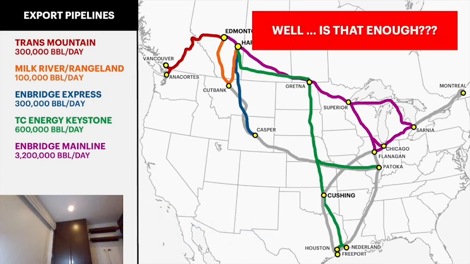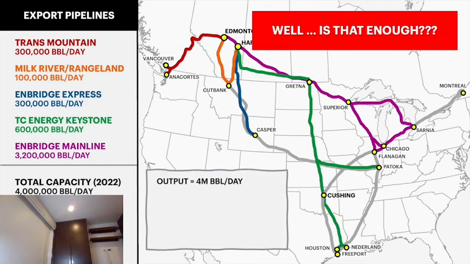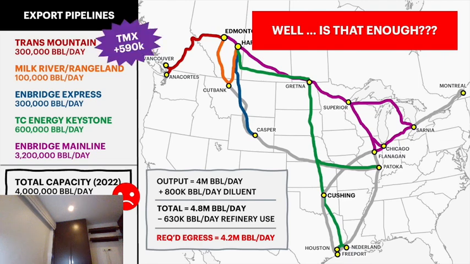Well, let's look at the math. Excluding space for products, the 6 pipelines have a total capacity of about 4 million barrels per day of crude. Western Canada makes 4.8 million barrels, including diluent and conventional oil volumes, and regional refining capacity is about 600,000 barrels per day. So that leaves 4.2 million barrels per day to be shipped out to other customers. So yeah, Canada is a bit short, at least until the Trans Mountain expansion comes online in 2023.